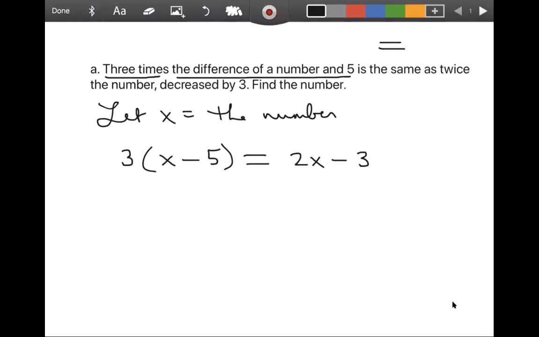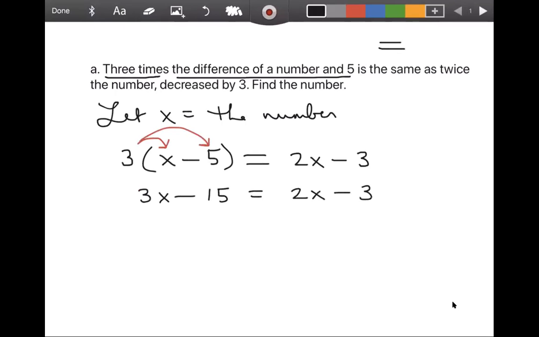So remember our strategy for solving linear equations. Step 1 is to get rid of fractions if there are fractions, and there are no fractions. Step 2 is to get rid of parentheses, and there is one set of parentheses. So let's rewrite this as 3x minus 15, and we'll leave this as 2x minus 3.